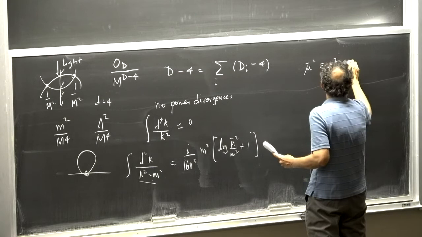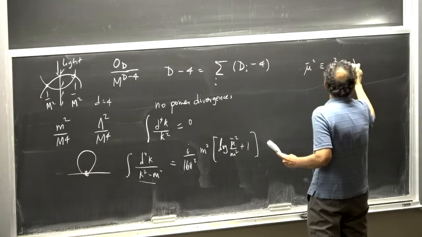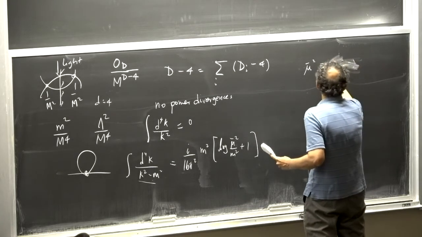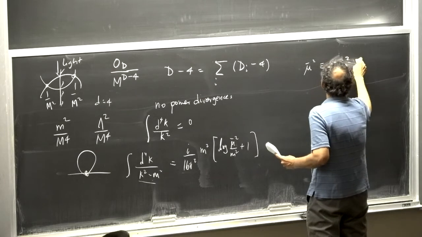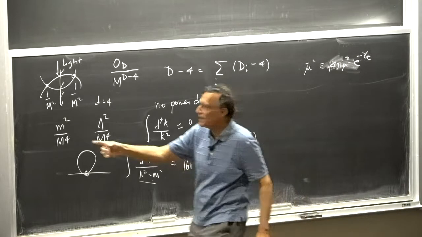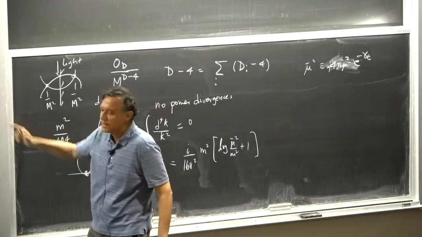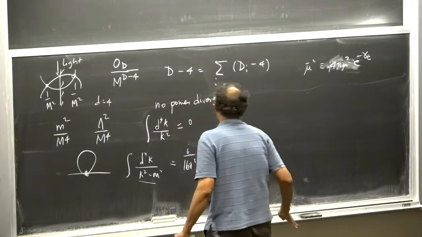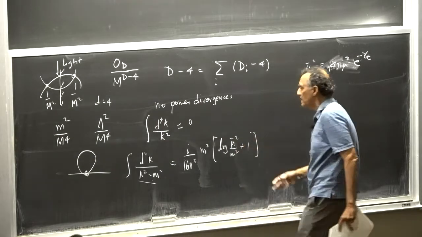I don't remember what it is anymore. It's 4 pi mu squared e to the minus Euler gamma or something, just to get rid of some factors of 4 pi, fractional powers of 4 pi, in the expansion of the gamma function. So this is just called MS-bar versus MS. It's kind of irrelevant.